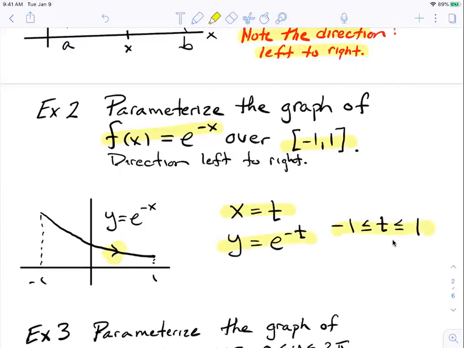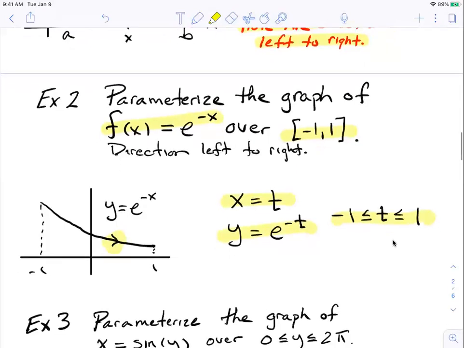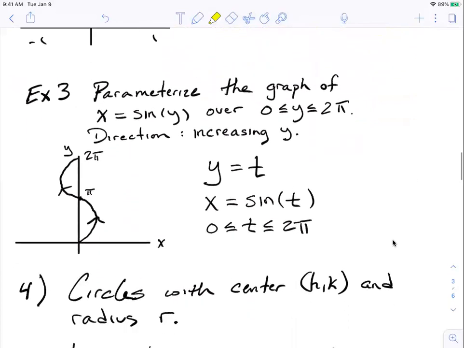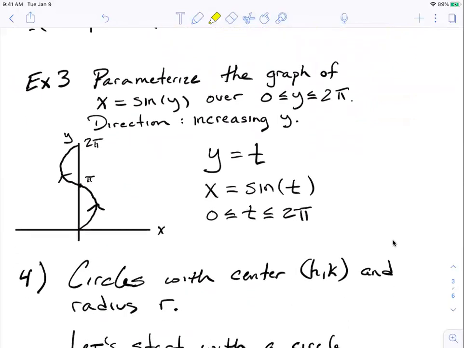Stop the video, plop them into Desmos, be amazed. It'll graph it. Kind of cool thing is that the same idea, you're going to have a couple of these in your homework problem. You can parameterize curves that aren't functions of x, they're functions of y.